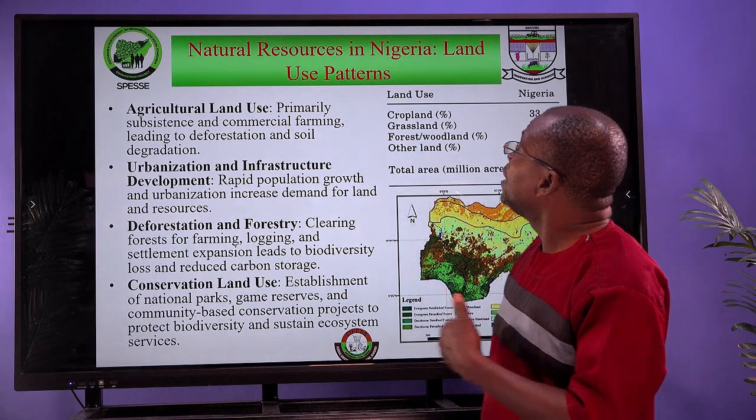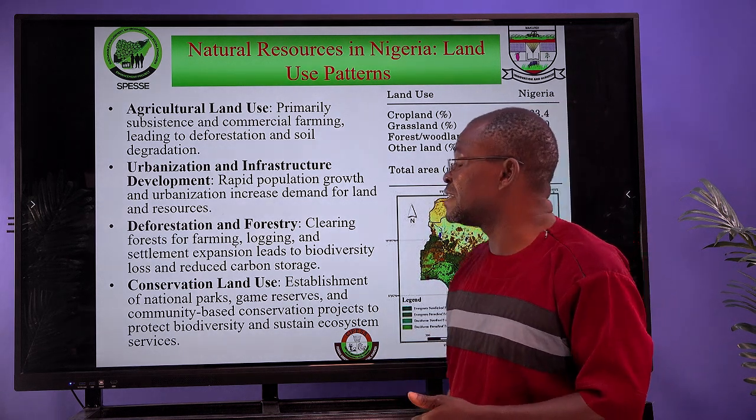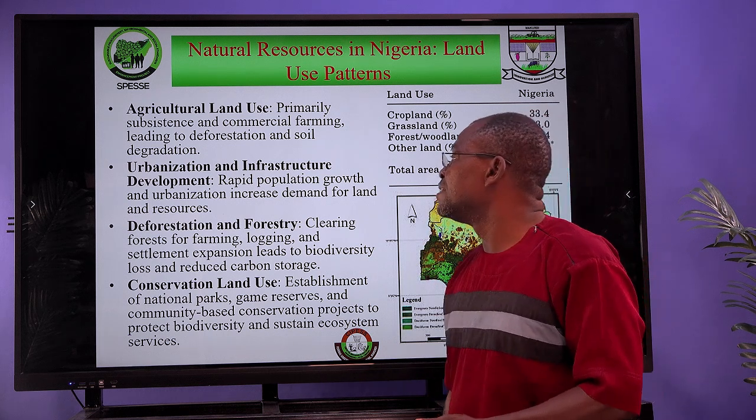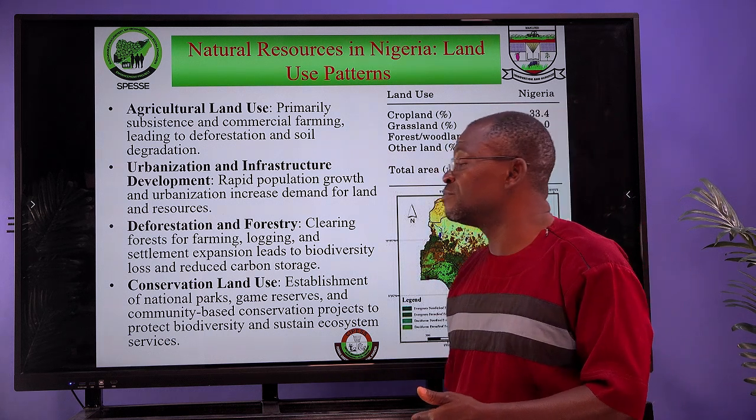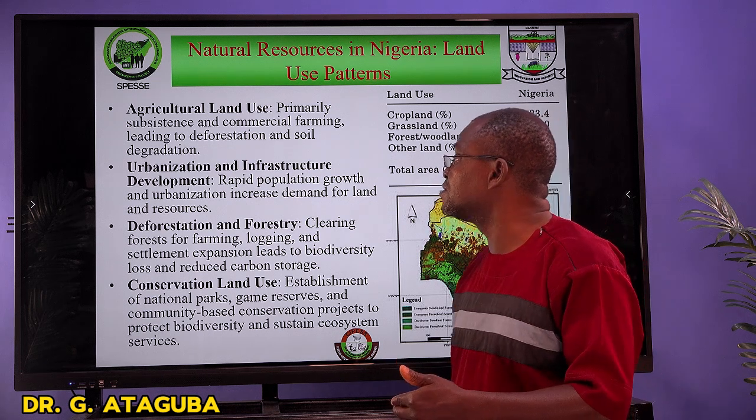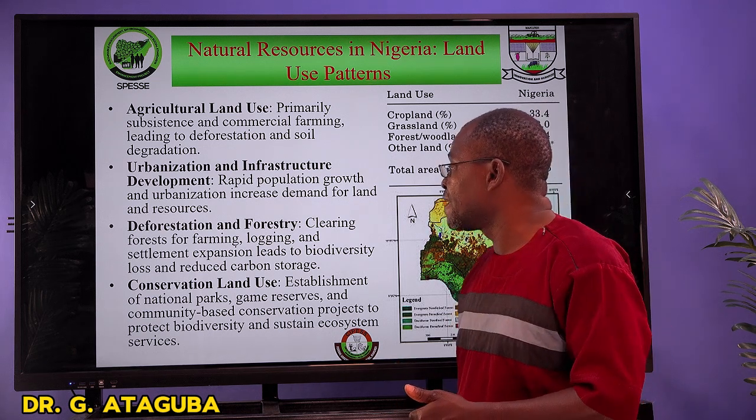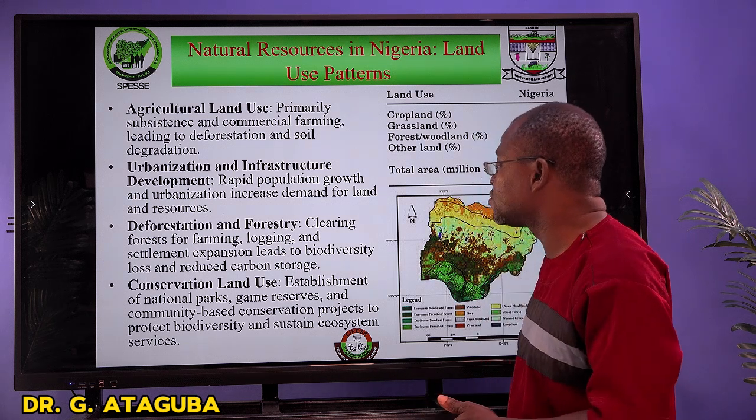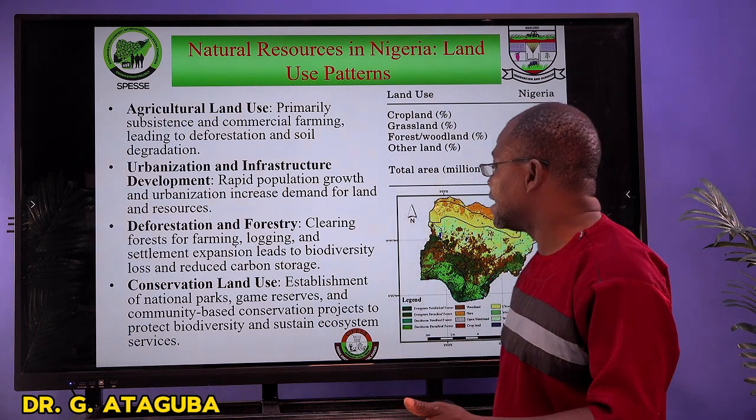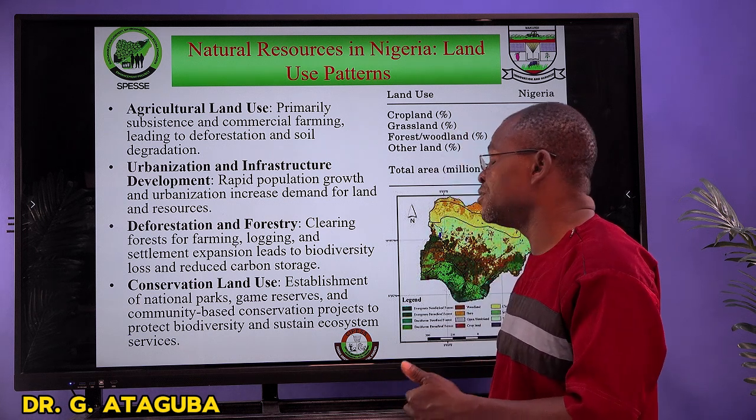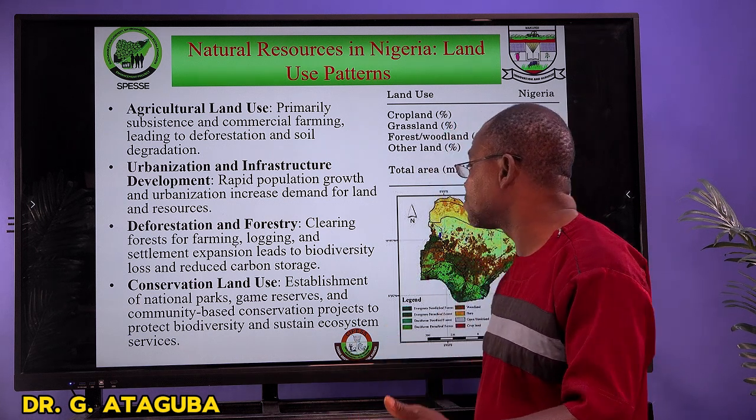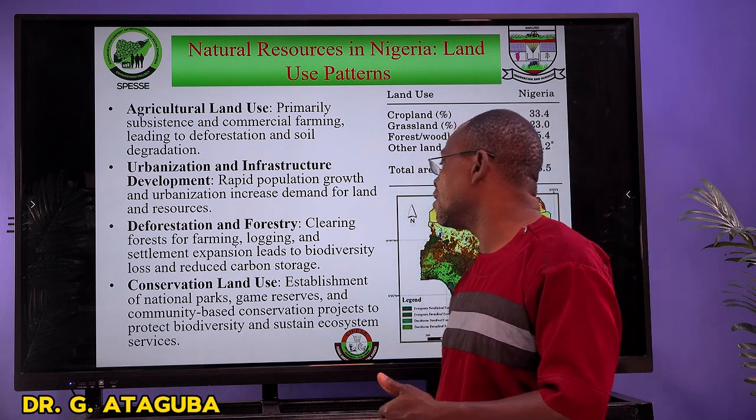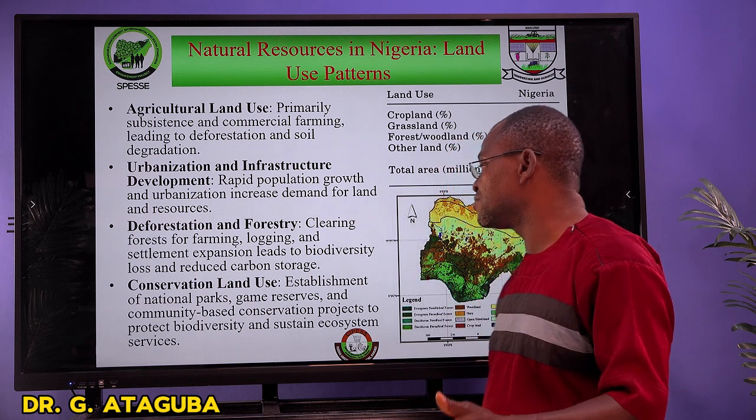So the natural resources in Nigeria are used in several ways. Agricultural land use is one of them. Then we also use our natural resources to improve infrastructure and create urban centers within the country. Then we use our natural resources from forestry to clear the land, and then we log, and we use them for other things, as well as using the land itself for agriculture. But this leads to biodiversity loss and reduced carbon storage.